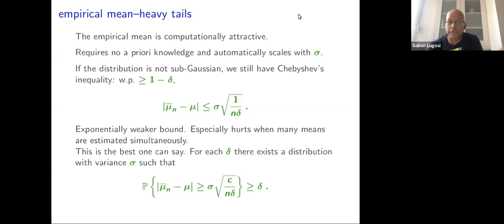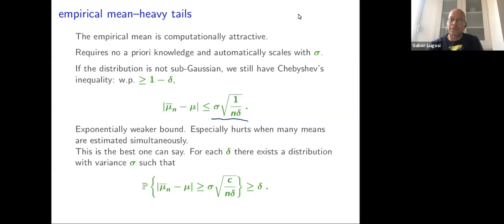Even though it's computationally very simple, computing the empirical mean is trivial, the problem is that if we don't have a sub-Gaussian distribution, then all we can say is what we get from Chebyshev's inequality. In the rest of the talk, I will assume that the second moment of the random variable exists. So the variance is assumed to exist, and I will try to explain why this is a reasonable assumption and why this assumption is interesting. But we don't want to assume anything else.